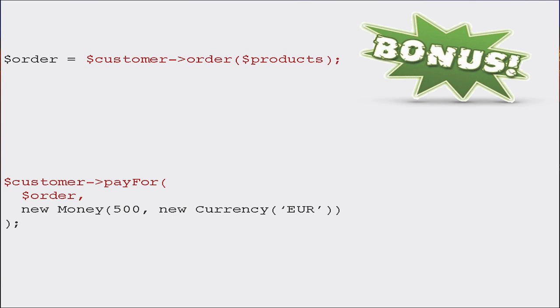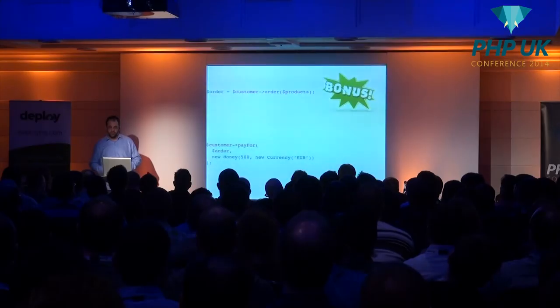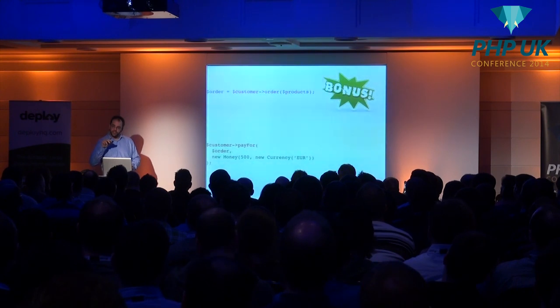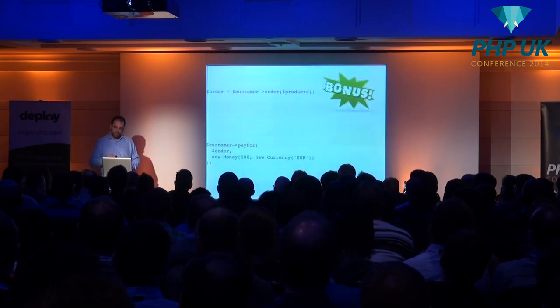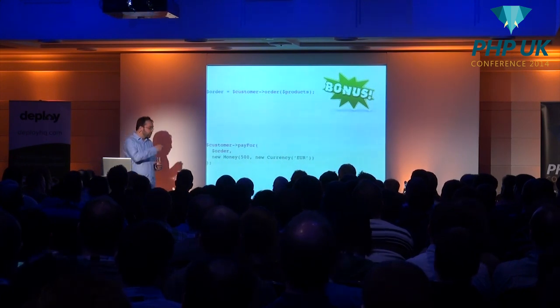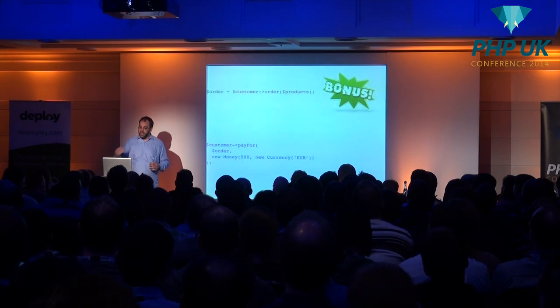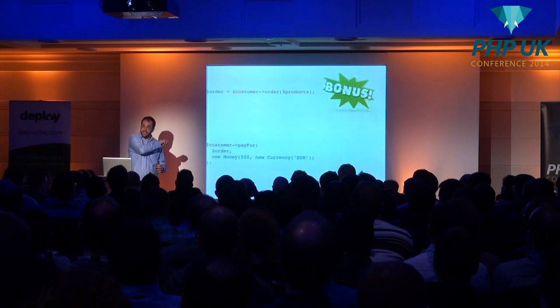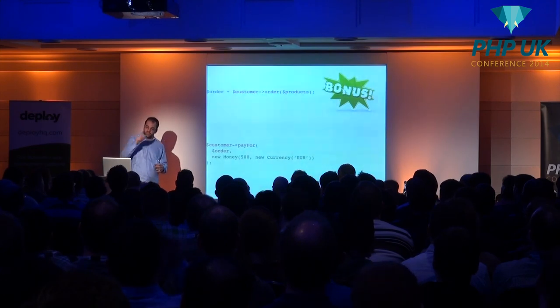But careful, with this example, what we've done now is we've coupled the customer object to the order object in the other direction as well. Because now a customer object has to know about how paying works and about how orders work, even though it still delegates this responsibility to the actual order object.